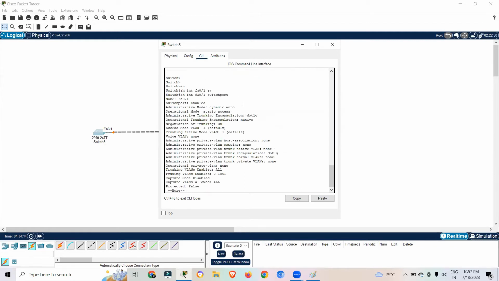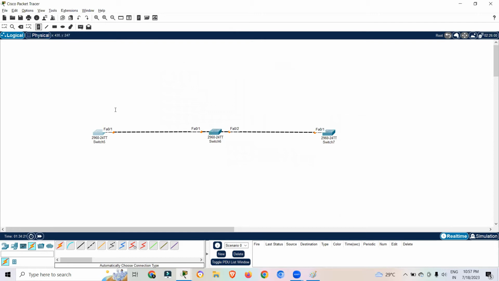You can see that this is in dynamic auto mode, right? The first one is what? This is in dynamic auto mode. This is also in dynamic auto mode. This is also in dynamic auto mode, and this is also in dynamic auto mode.